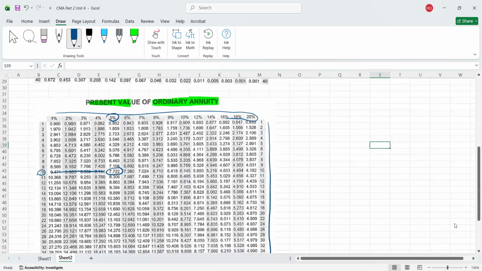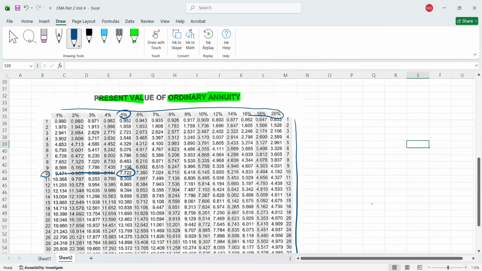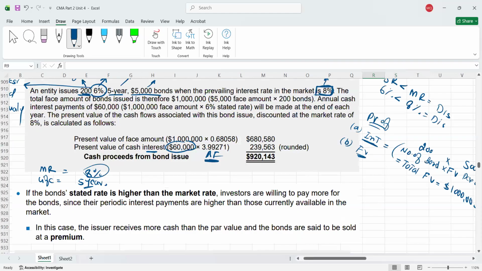So this is the annuity table. 8 is the market rate, and I'm looking at 5 years. So which value will I pick? I will pick this figure, 3.9927. It's written to 5 decimal places, 3.99271. Whatever figure is given in the table, just use that one. So we multiply with it, and this gives you the present value of interest. The interest matter is solved. Now what?